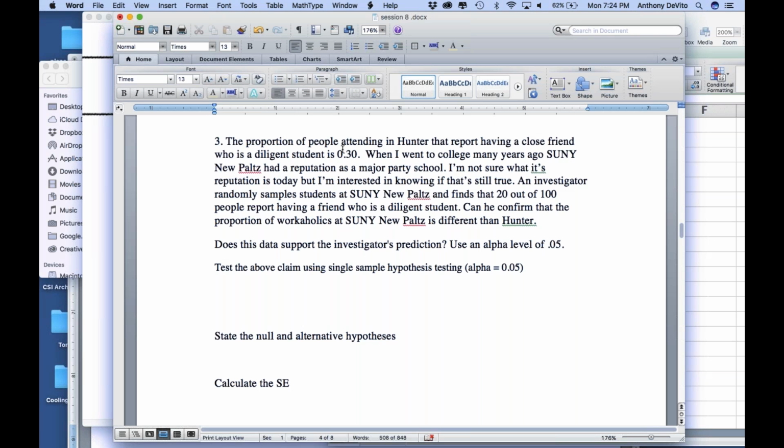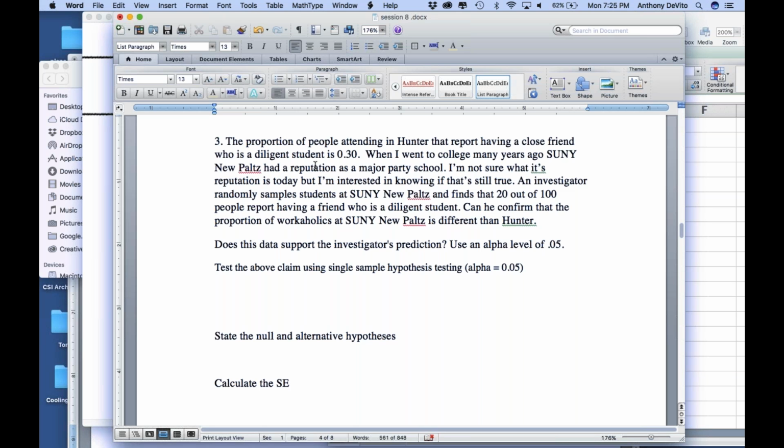Let's see what we have here. The proportion of people attending Hunter that report having a close friend who is a diligent student is 30%, 0.30. In other words, sample 100 people, 30 of them say that their closest friend is a diligent student.